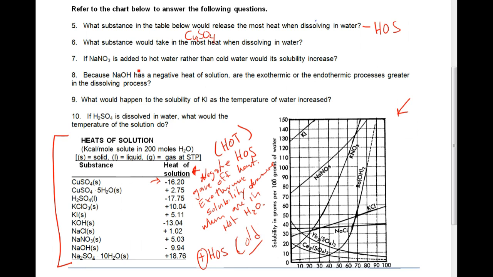What substance would take in the most heat when dissolved in water? Talk to your lab partner and decide which one of those you think would take in the most heat, and then tell each other why.